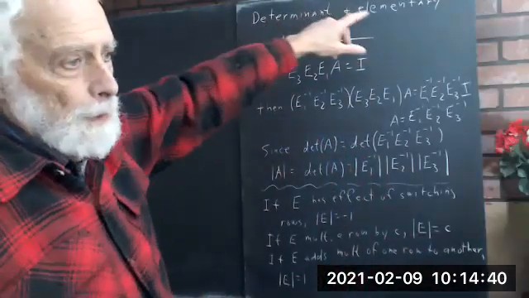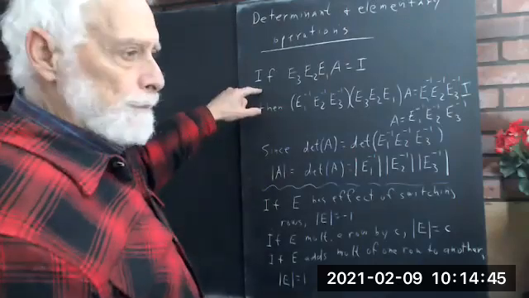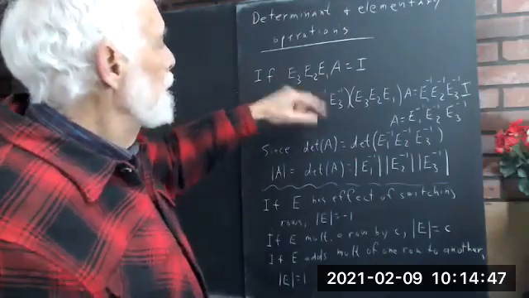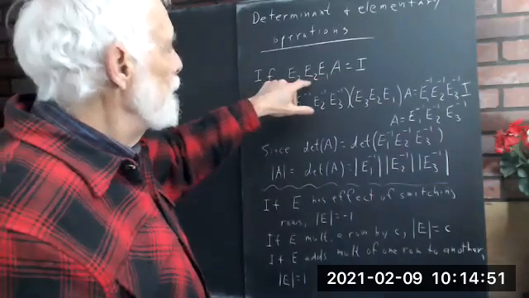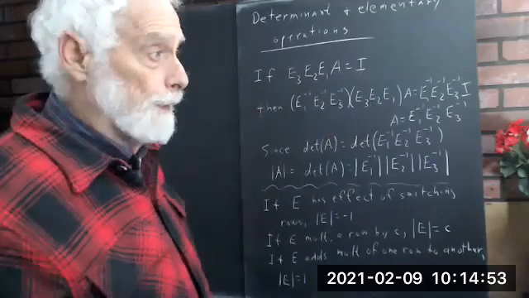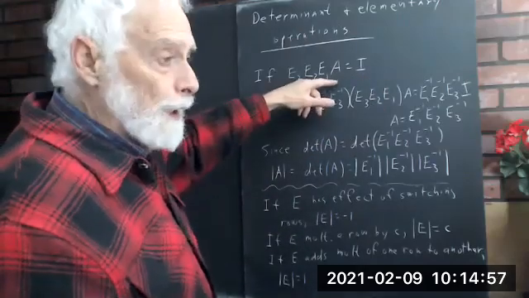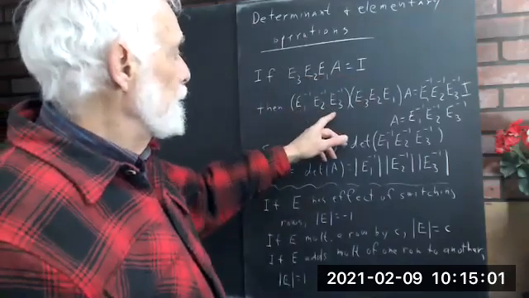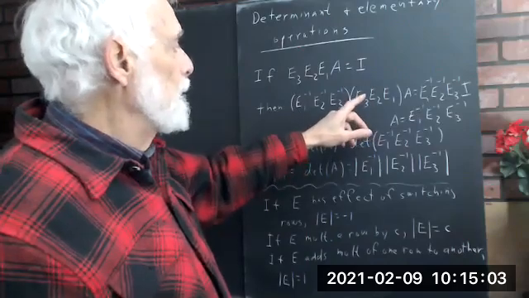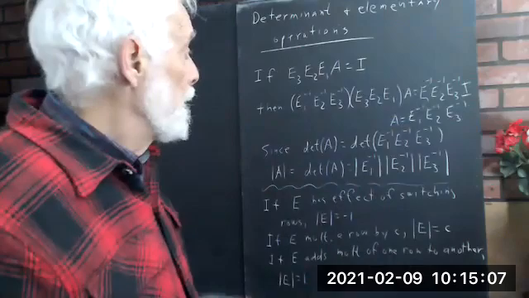Okay, so we're talking about determinants and elementary operations. If the product E1, E2, E3, E2, E1 A equals the identity, in other words, if these are the elementary matrices used to reduce A to the identity, then multiplying both sides by E1 inverse, E2 inverse, E3 inverse gives you this equation.